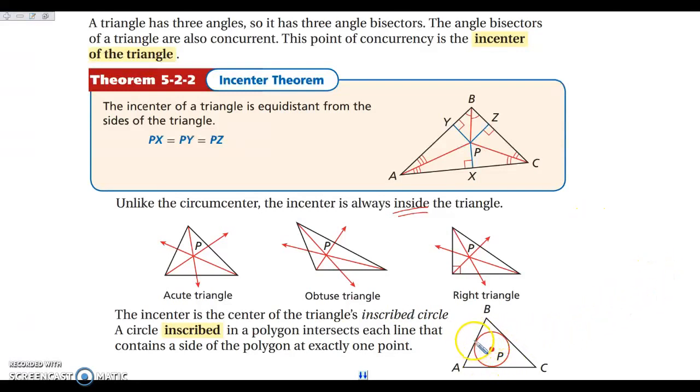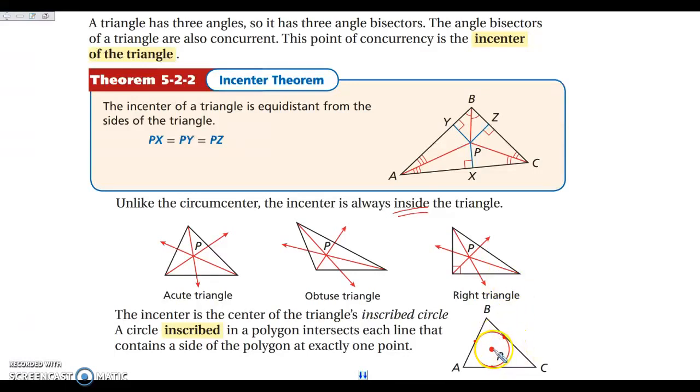Okay? Just like the circumcenter is the center of the circumscribed circle, if I draw a circle so that each side of the triangle touches the circle, that is called your inscribed circle. Okay, P is your incenter, and it's the center of your inscribed circle.